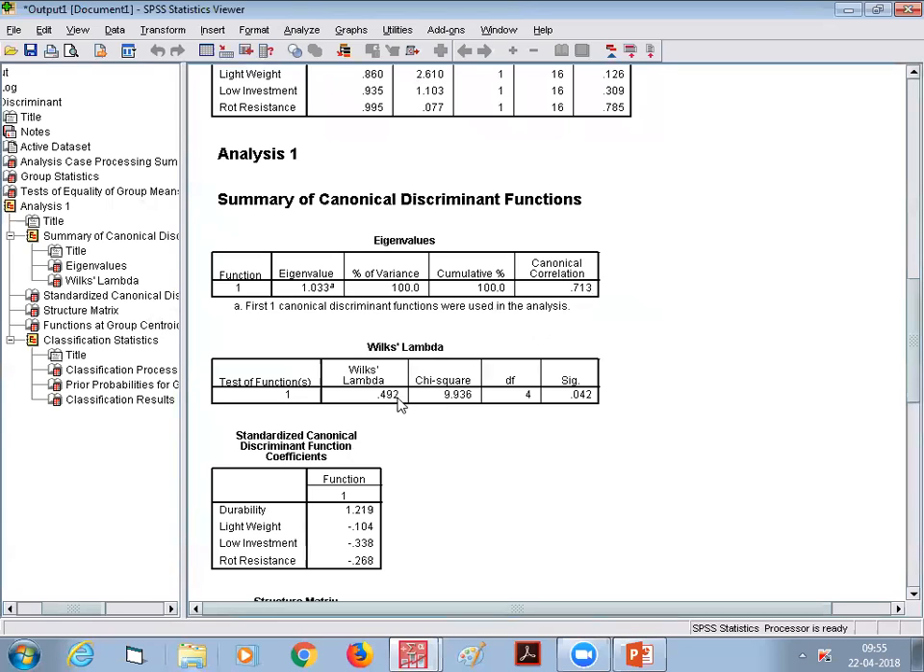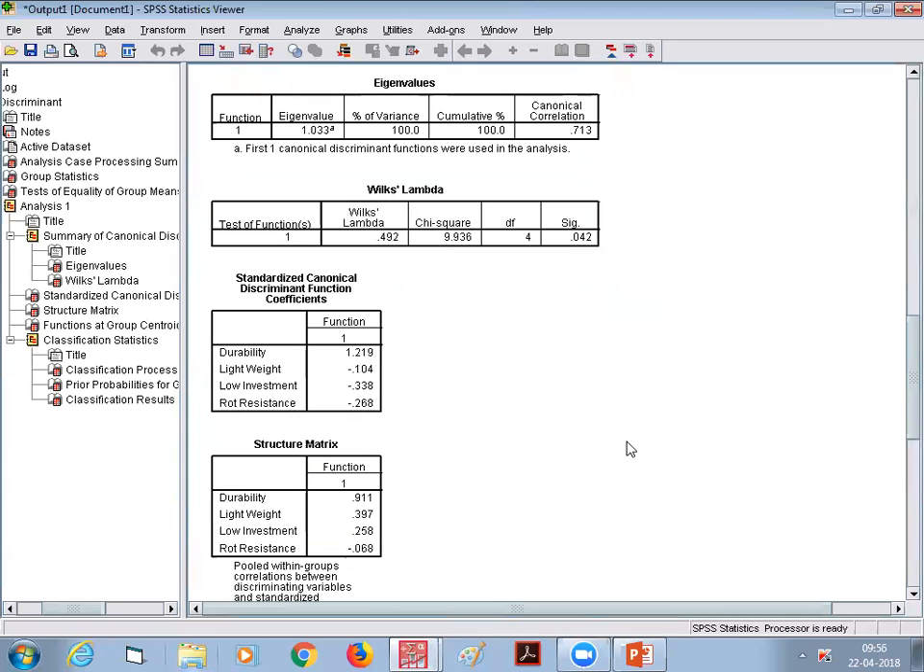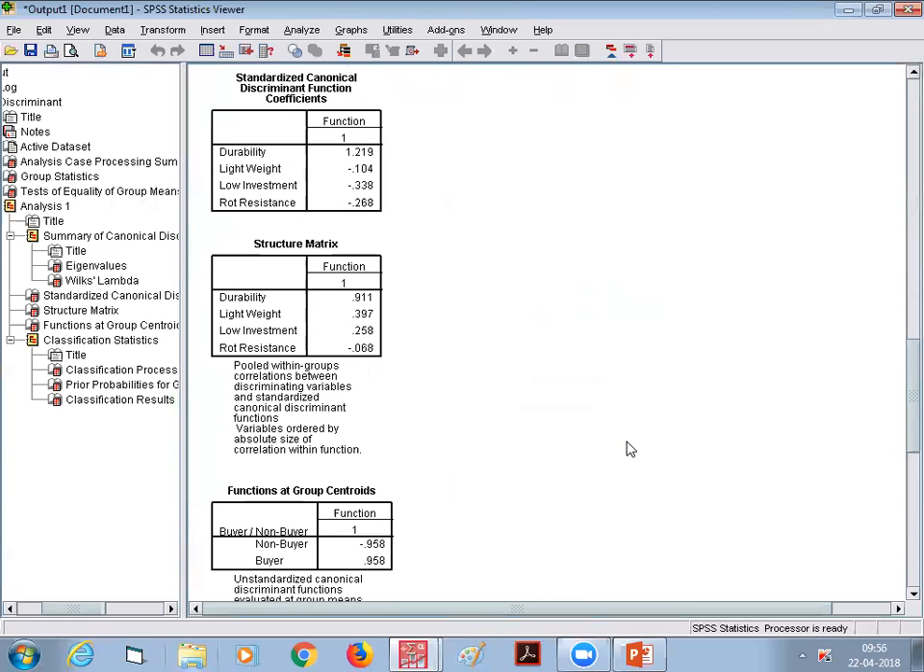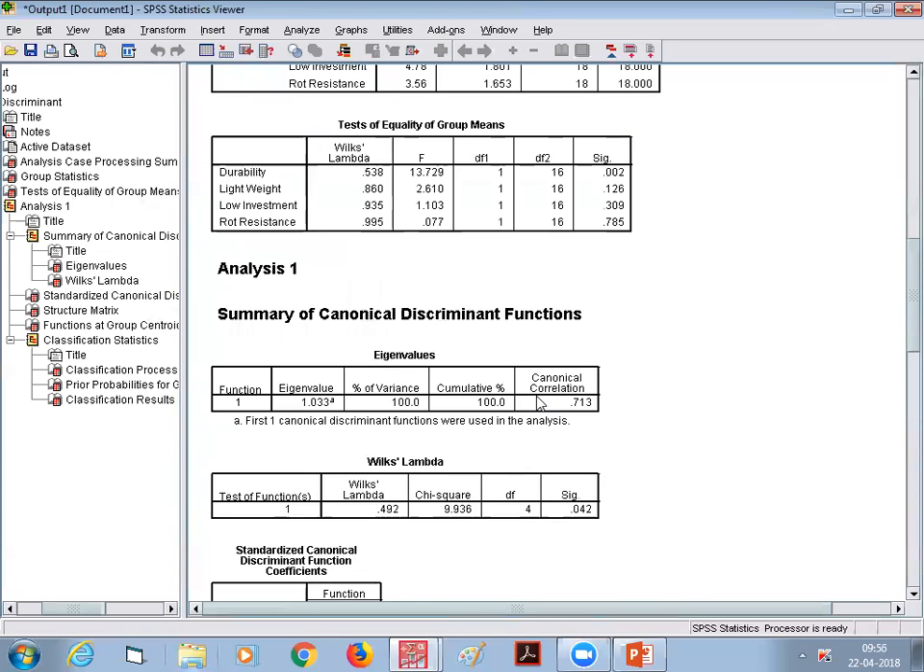Next, we can check the Wilks' lambda. Wilks' lambda is 0.492, lesser than half. So we can say that the model is significant. Our discriminant model is quite good. And look at this value. It is also saying that it is significant. 0.042 is lesser than the significance level. It means our discriminant model is significant. So what is actually the discriminant model here? We should write that one, no? How do you write the discriminant model? We have to go for the structure matrix. This is standardized.